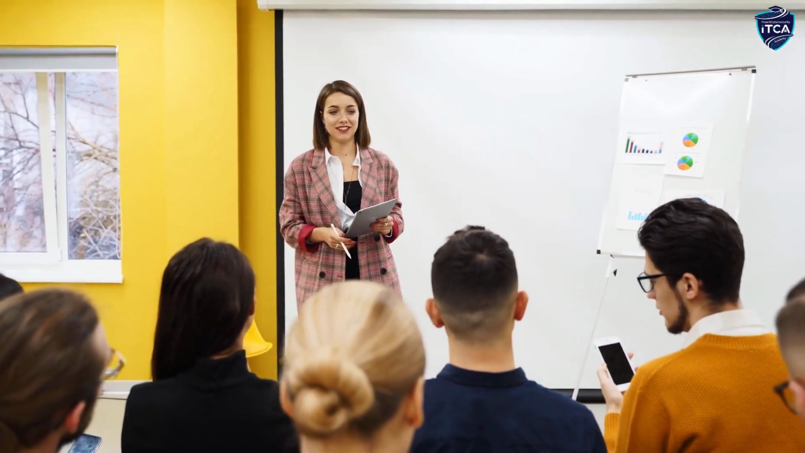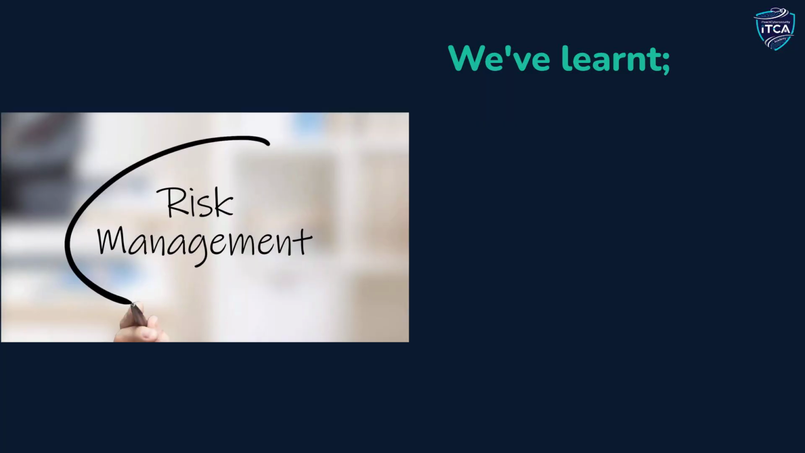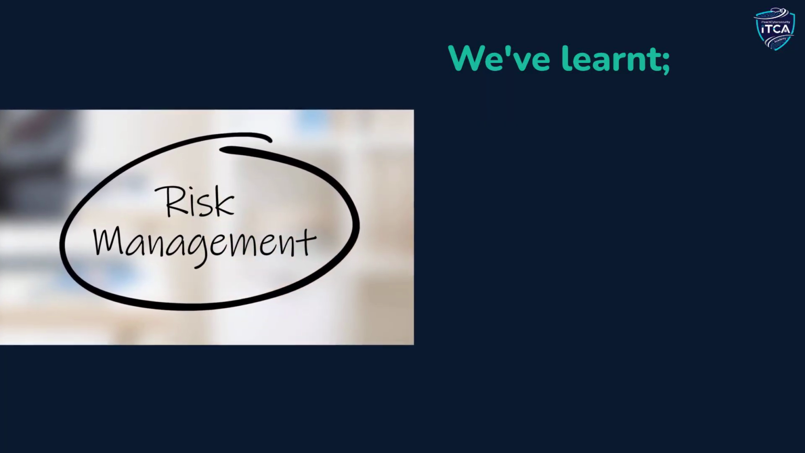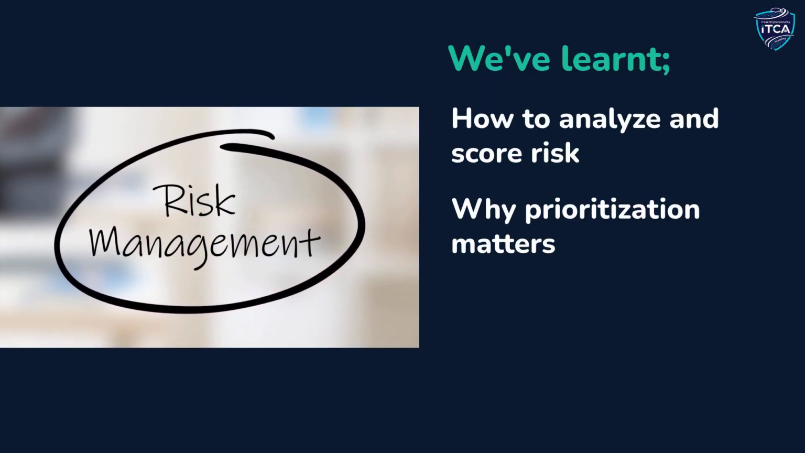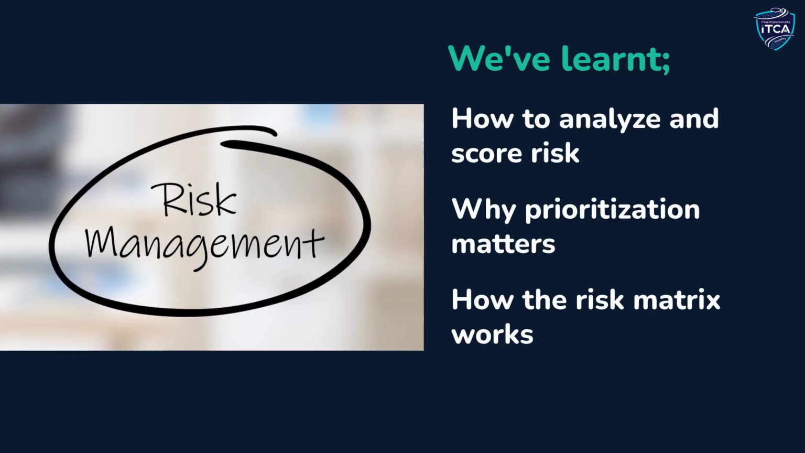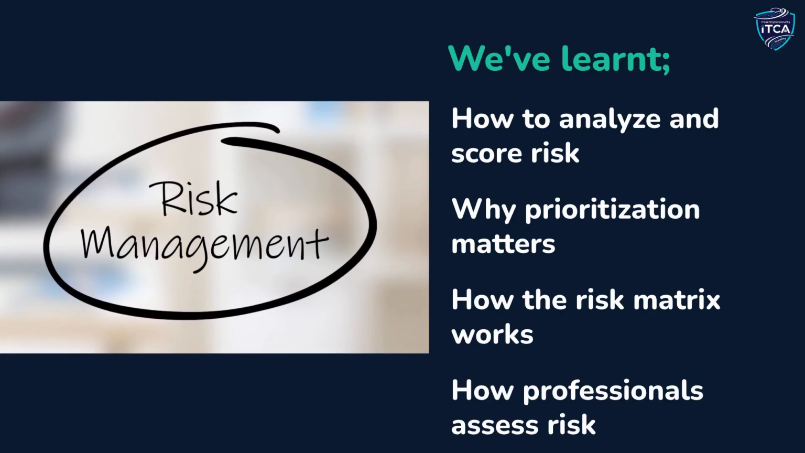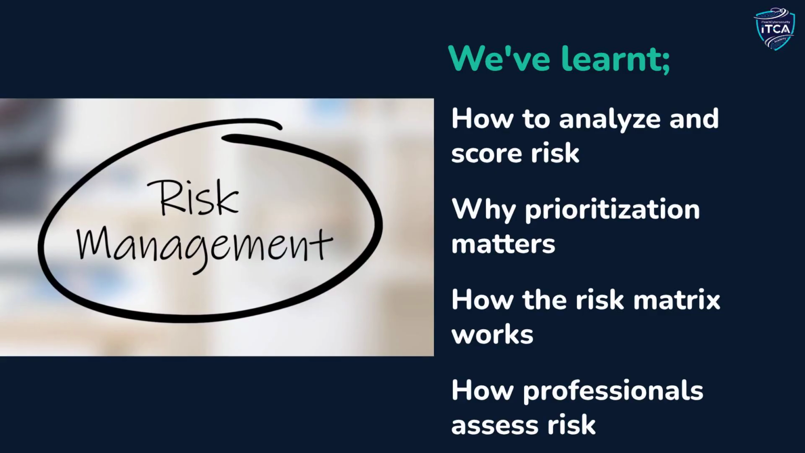This module brings everything you've learned together. You are no longer just identifying problems. You are now ranking risks and making decisions. In the next module, you'll learn what organizations do after a risk has been identified and scored, how they choose the best way to handle it. In this module, you learned how to analyze and score risk, why prioritization matters, how the risk matrix works, and how professionals assess risk step by step.